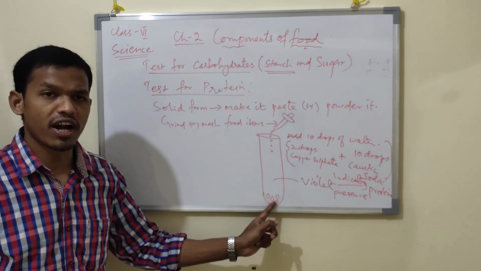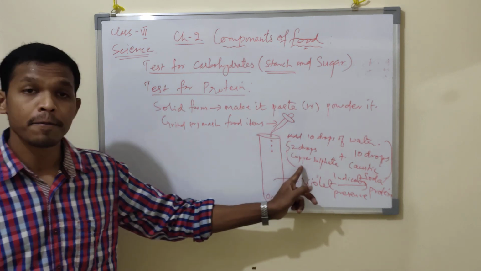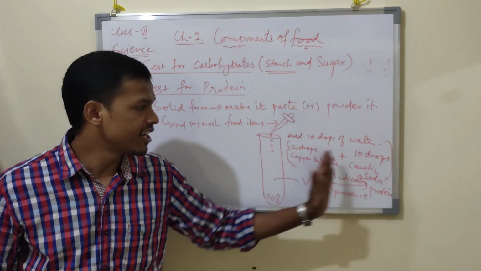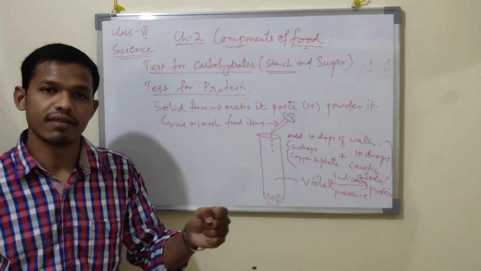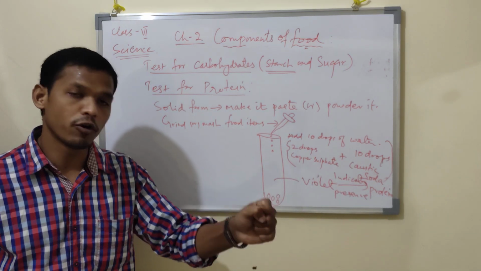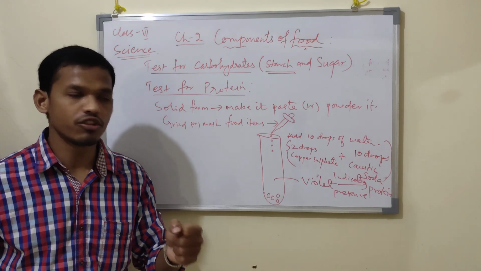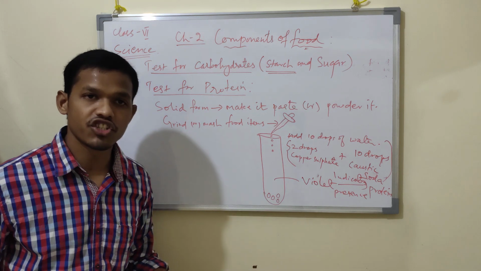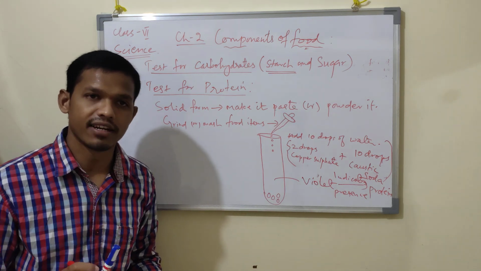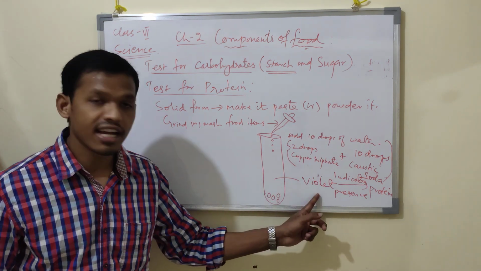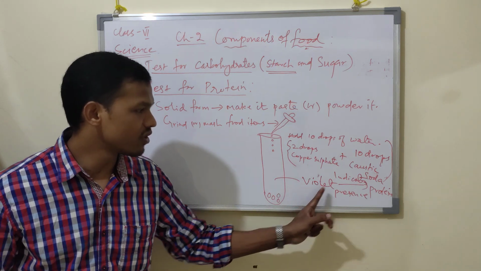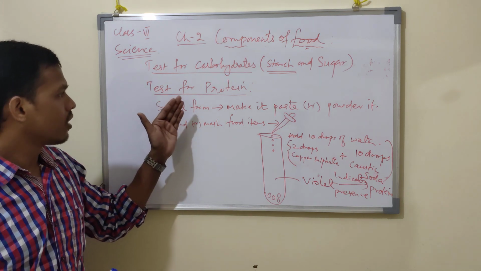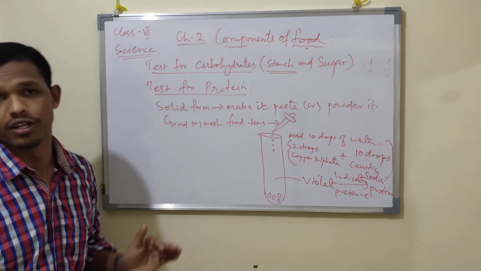After adding 10 drops of water, again you add with the help of a dropper 2 drops of copper sulfate plus 10 drops of caustic soda. After adding all this, you shake it well and keep it for a few minutes. After a few minutes, you will observe the contents of the test tube slowly converted into a violet color. So if violet color is present in the food items, it indicates the presence of protein. So we already know the test for protein in food items.